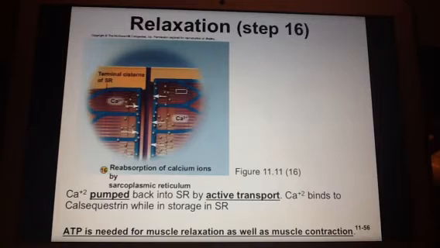Then also during relaxation, the calcium is pumped back into the sarcoplasmic reticulum by active transport. Again, that's low concentration to high concentration, requires ATP, and then the calcium is going to stay in storage in the SR. So ATP is needed for muscle relaxation as well as contraction, which is something that's really weird to think about. But if you understand active transport, then it makes sense. We need ATP for that process to put the calcium back into the SR.